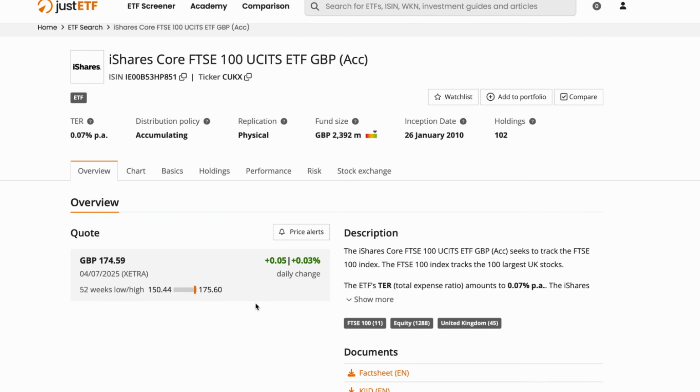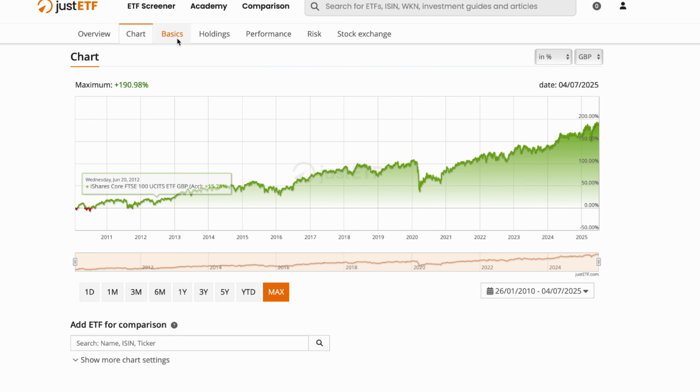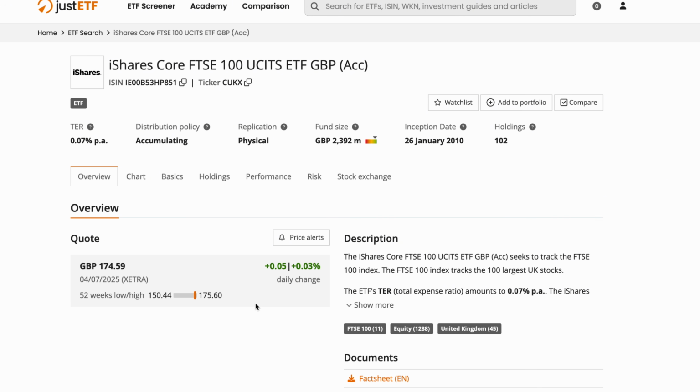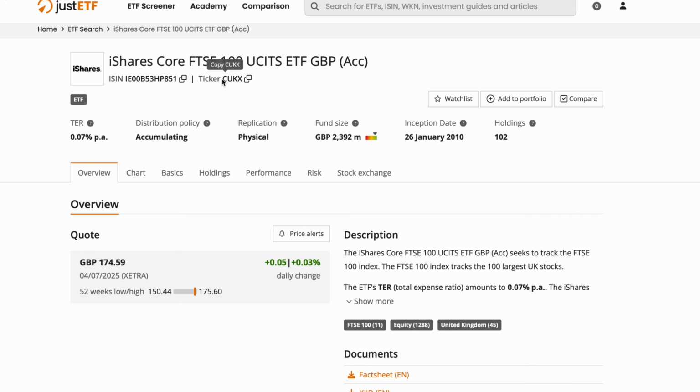Okay, so once we click onto that, this comes to CUKX, and I was correct because this is the same index. iShares FTSE 100 UCITS ETF GBP Accumulation. ACC means whatever money we are getting as distribution or dividend is reinvested itself. Okay, I go with the second option, which is basics.